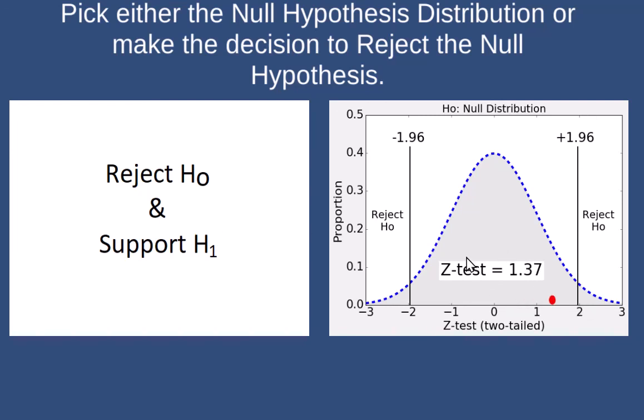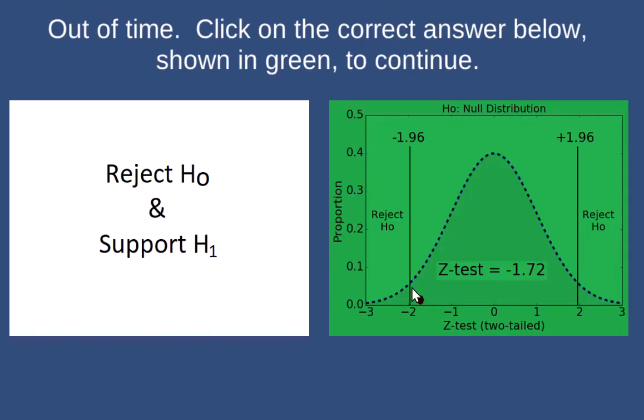A z-test of 1.37, we'll go ahead and retain. 2.05, we reject. Negative 0.14, we retain. 1.37, we retain. Negative 0.98, we're going to go ahead and retain. A z-test of 1.72, well, it's getting closer to where we'd be more likely to reject it, but it didn't cross that threshold of either negative 1.96 or positive 1.96, so we retain.